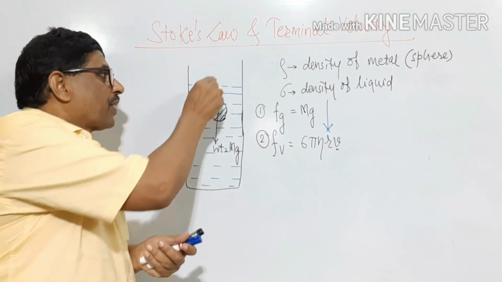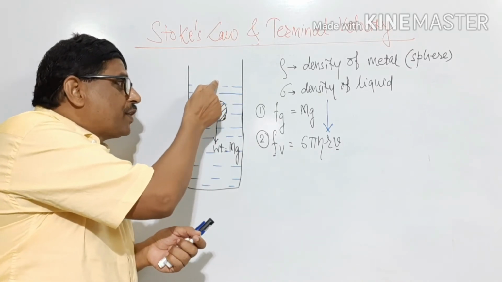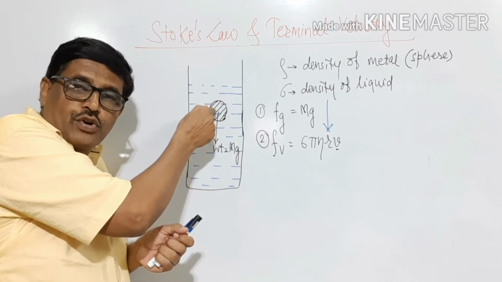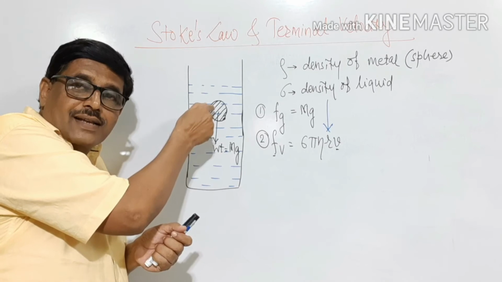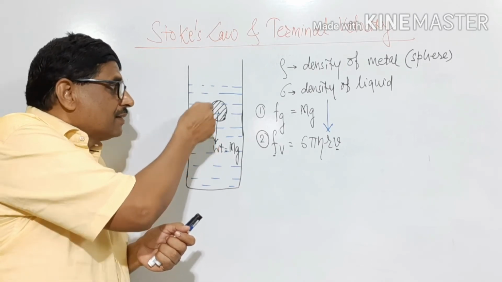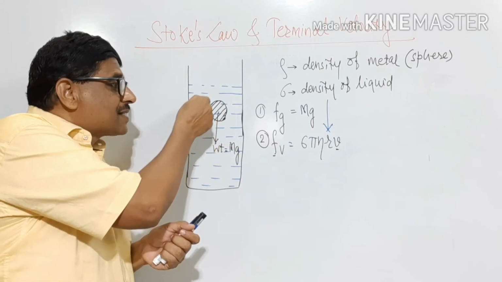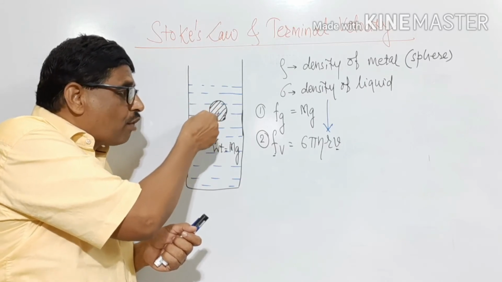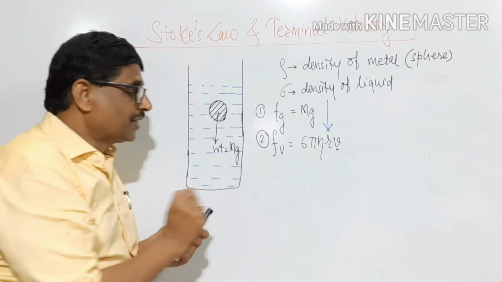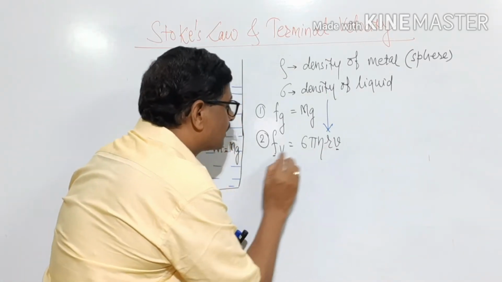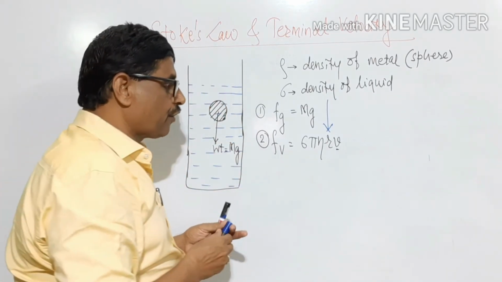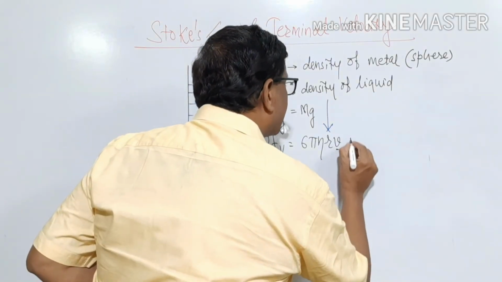What is that? When the spherical bob is moving down, it is acted on by a gravitational force. Therefore, it has acceleration due to gravity. Because of that acceleration, there will be an increase in velocity of the moving ball. With increase in velocity, there is increase in viscous force. The direction of viscous force is vertically up.